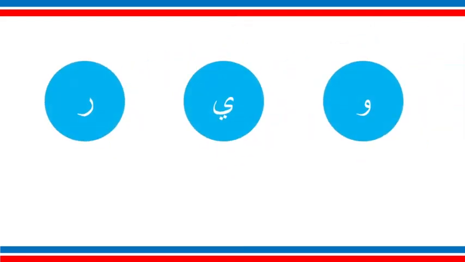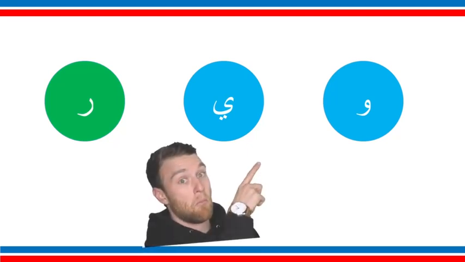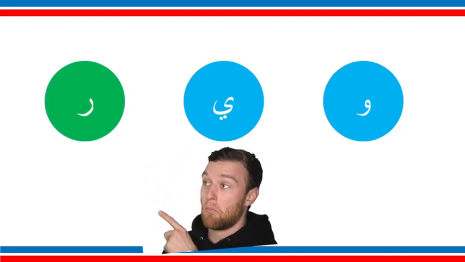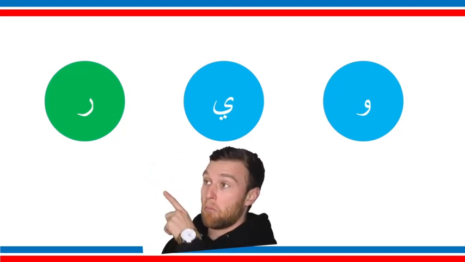Second question. Here we have these three letters. Which one of these letters will give us a short sound, صوت قصير? Think. Now pause the video if you want to think. I will say the answer. It is را. Why? Because و and ي can come as vowels, but ر is only a normal letter, and it's only a short sound, only صوت قصير.